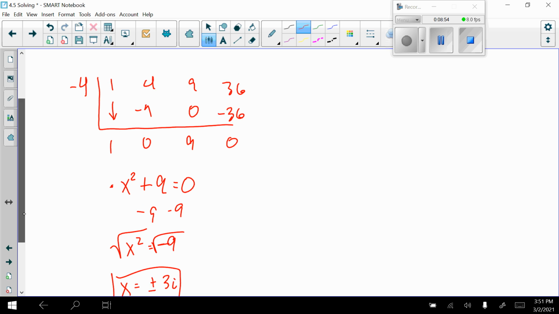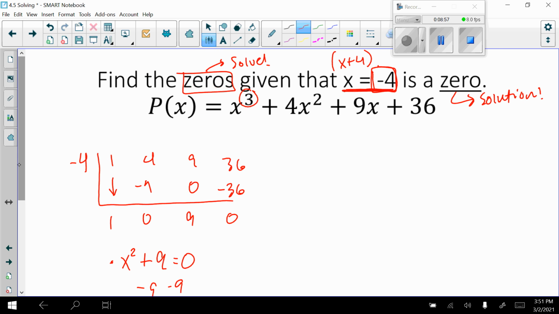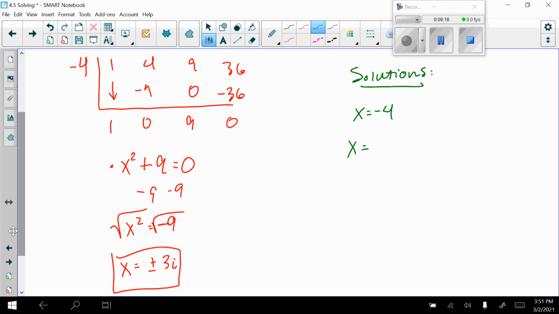Those are some solutions to this equation. There's one more that I can't forget about, though, right? I was told at the very beginning that -4 is a solution. So all of the solutions to this equation, I have x equals -4, right? So that one was given to me. And I have x equals what I found over here, plus or minus 3i. So these are all of my solutions to this polynomial equation.